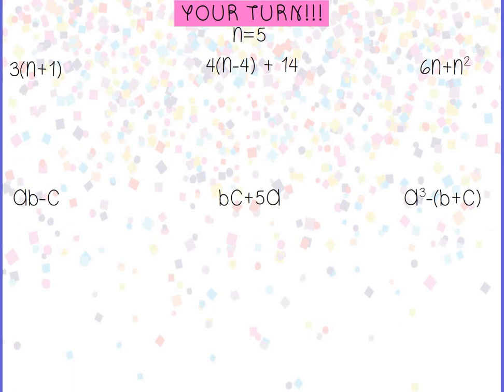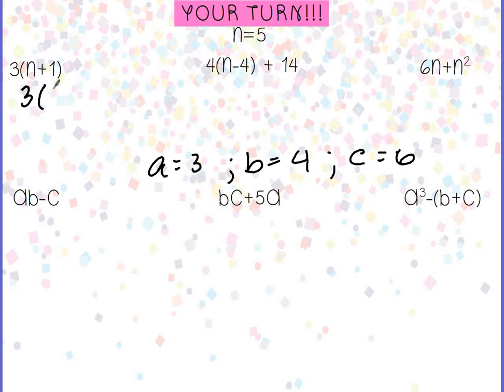And then you guys are going to take your time. So A equals 3, B equals 4, C equals 6. You are going to take your time and you're going to substitute for each of these and then solve. And when you come back, we'll check your answers.